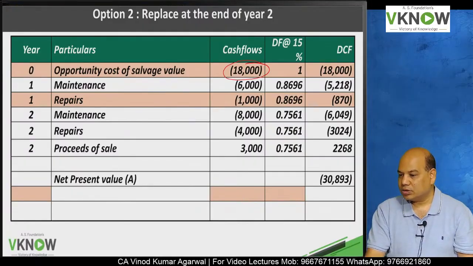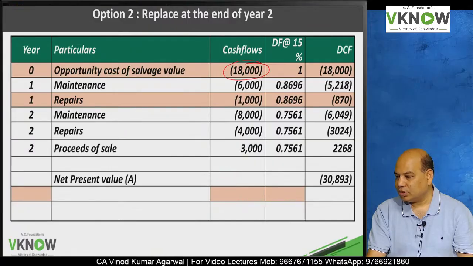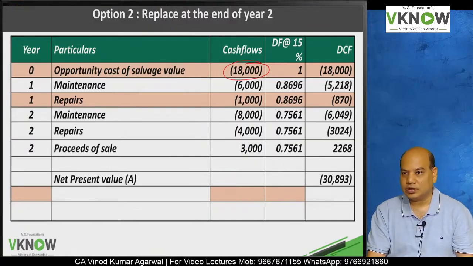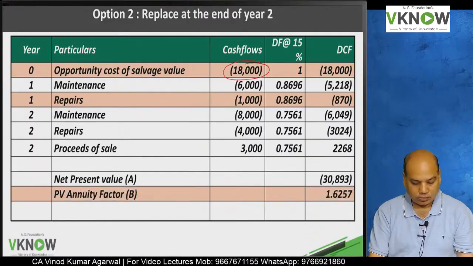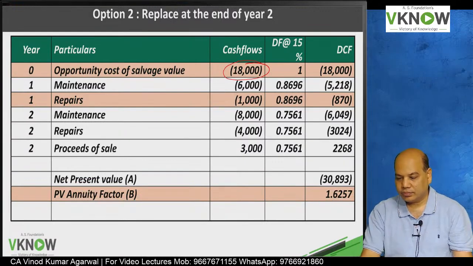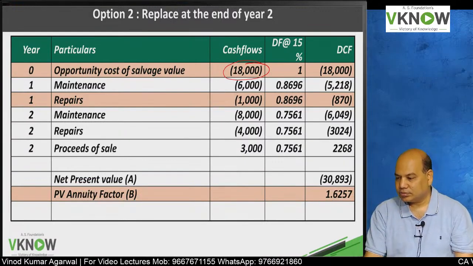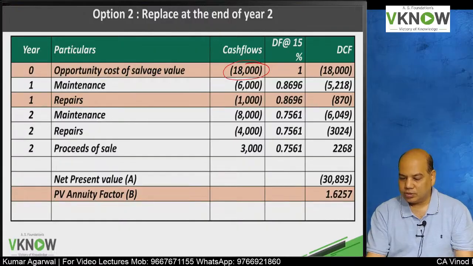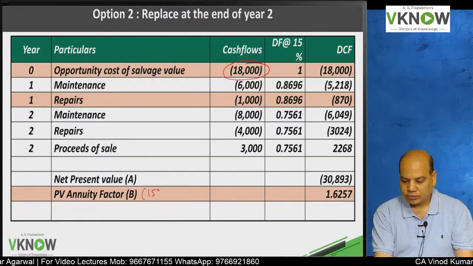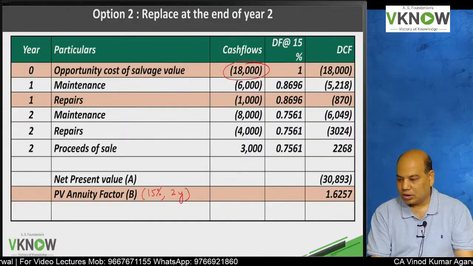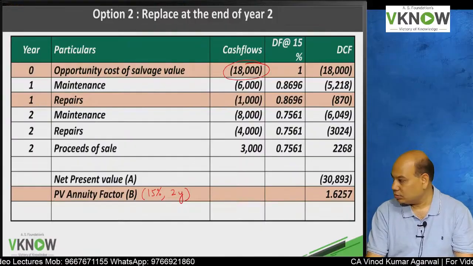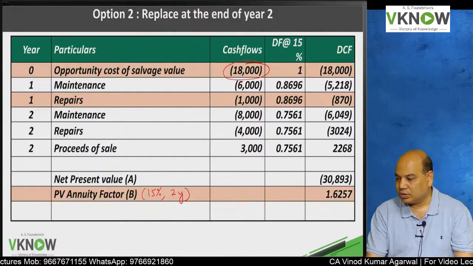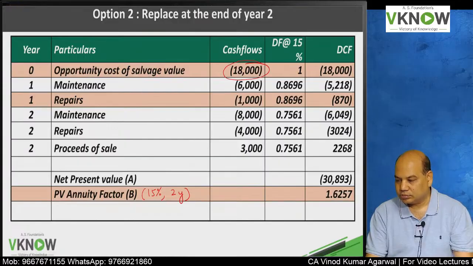30893 negative. Can you please confirm 30893 negative is right? PV annuity factor for 2 years at 15%. Check 1.625. It is 1.6257.